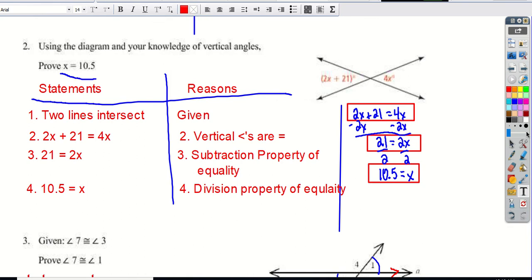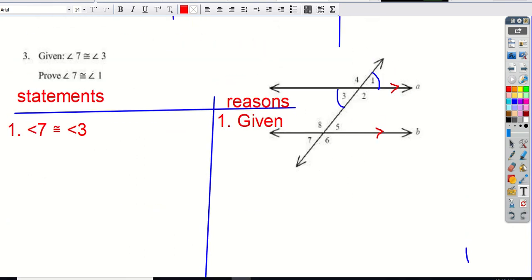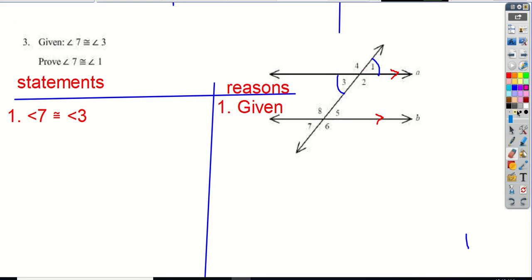All right, so let's take a look at the next one. So we're doing this proof. The given is that angle 7 is congruent to angle 3. Our job is to show that angle 7 is congruent to angle 1.